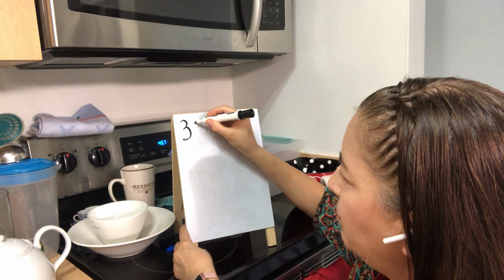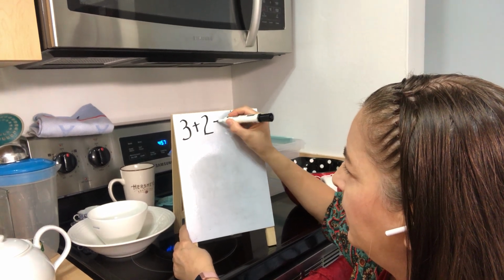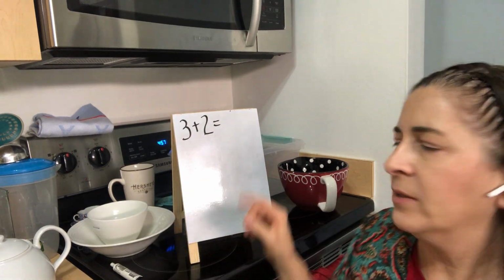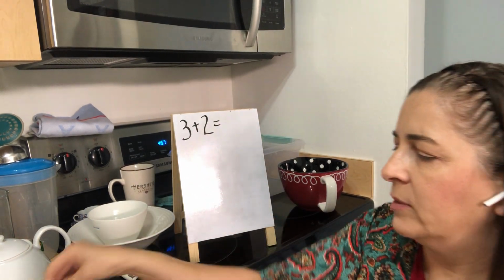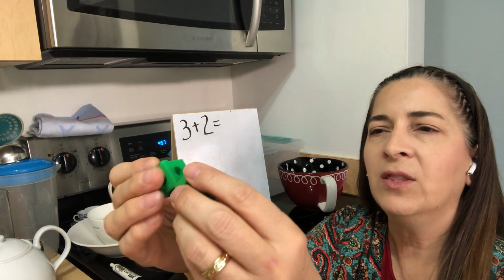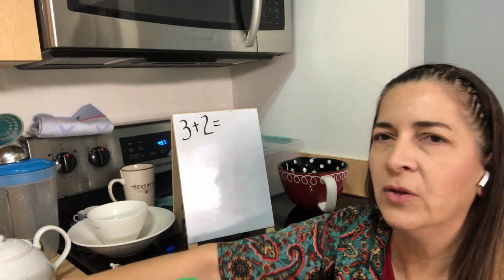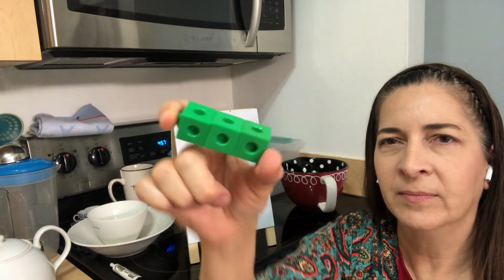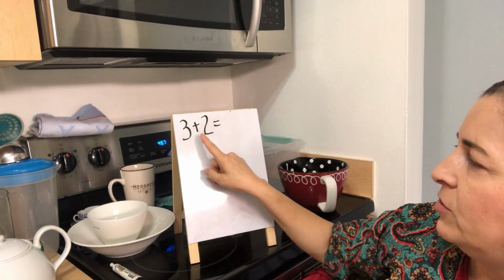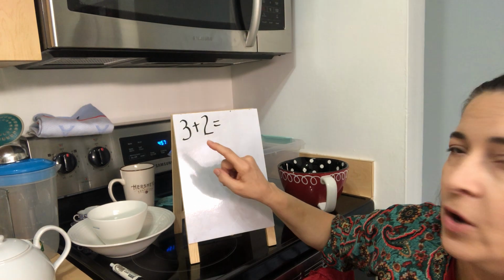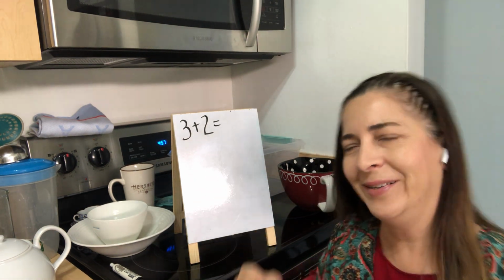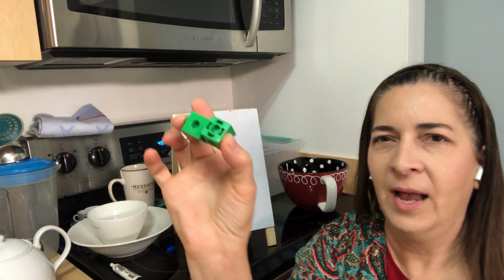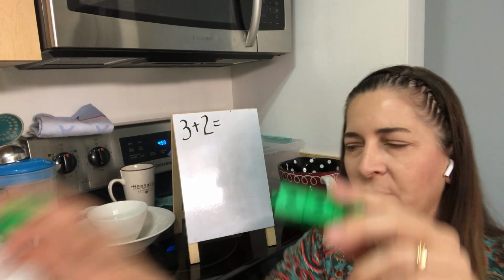I'm going to write a problem on the board and see if we can figure out how to solve it. Okay, so 3 plus 2 equals. Well, I think the first thing I should do is find 3. And there it is. And continue, 3 plus, oh, that means put more. So 3 plus 2. So I have 2. I can add them to the 3.